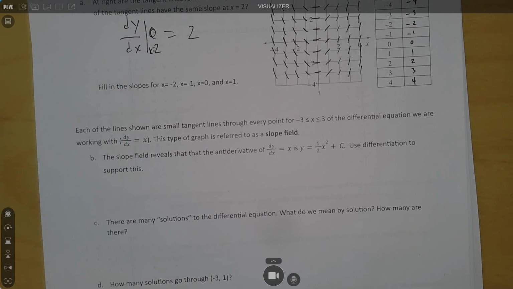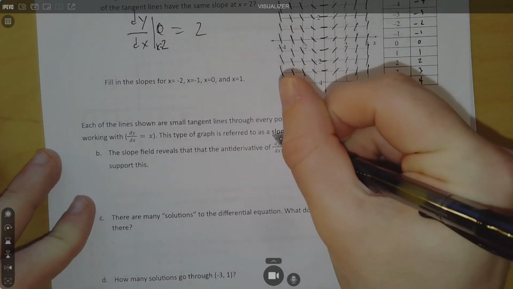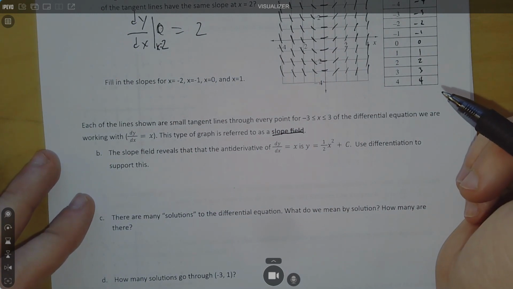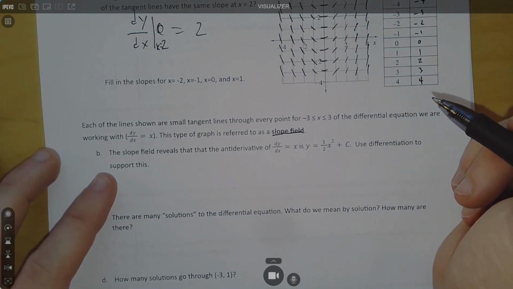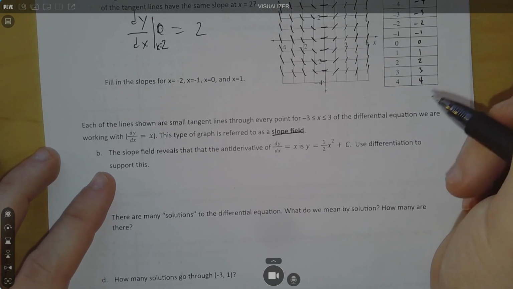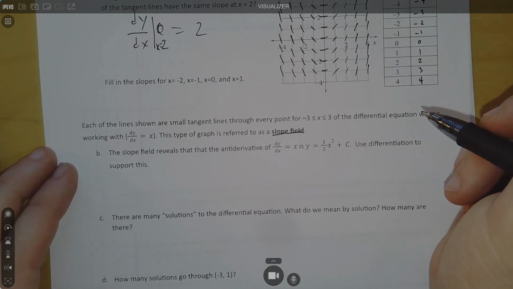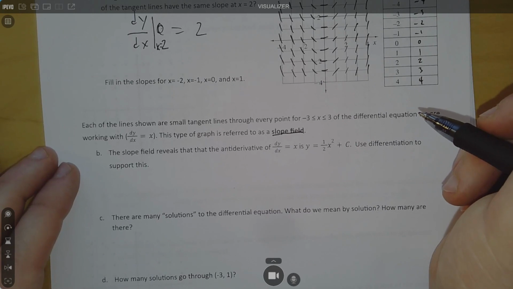This type of graph is referred to as a slope field. Very important. Okay, slope field. The slope field reveals that the antiderivative of dy/dx equals x is y equals 1/2 x squared plus c. Use differentiation to support this.